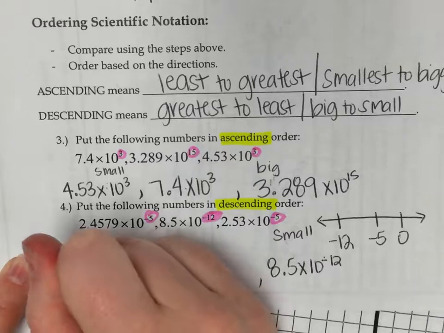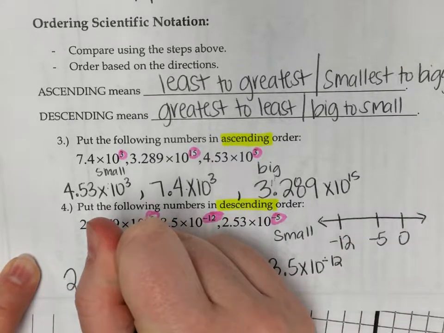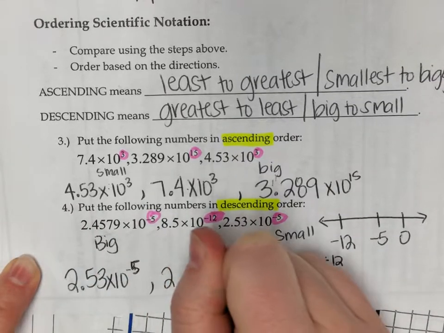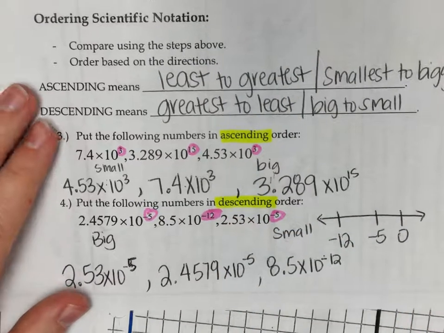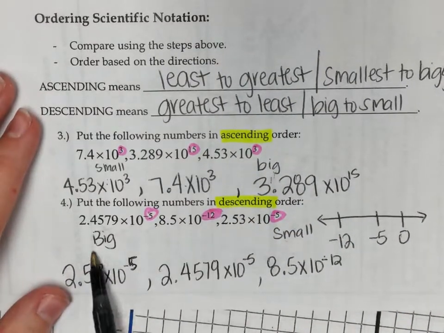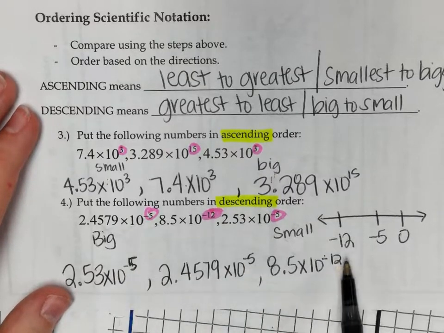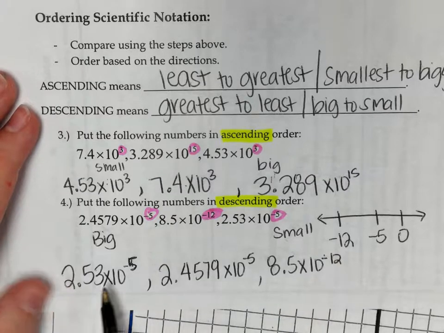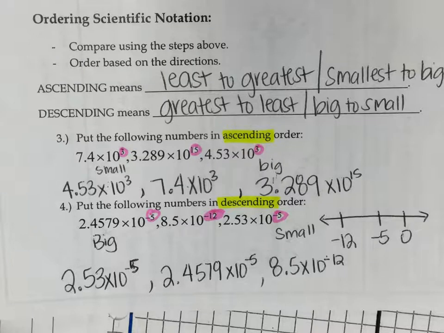So 2.53 times 10 to the -5. And 2.4579 times 10 to the -5. So again, descending means big to small. We have -5, -5, -12. -12 is more negative, so it's smaller. And then 2.5 is bigger than 2.4.